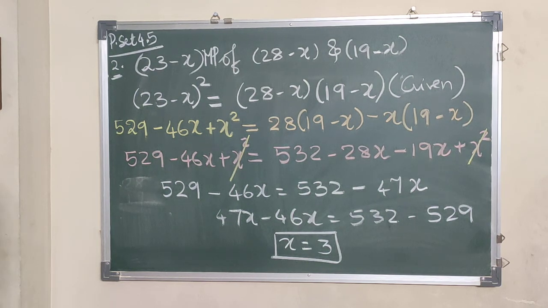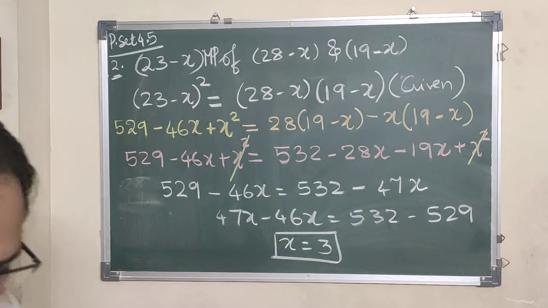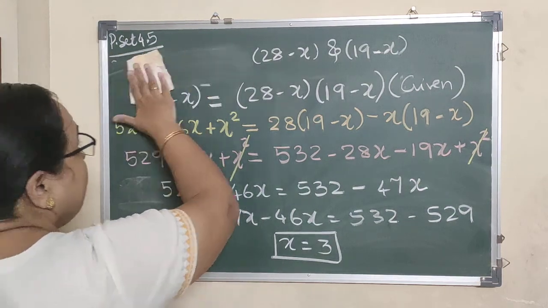Okay, now going for the first sum, let us see. Which number should be subtracted from 12, 16 and 21 so that the resultant numbers are in continued proportion? So now, yes, which number should be subtracted? So how do we start the sum?